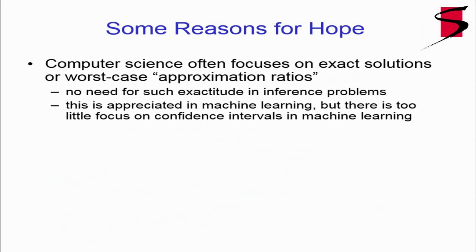Okay, so is there hope? Well, first of all, computer science has focused too much on exact solutions or what are called approximation ratios. Those are worst case quantities. And you don't need such exactitude in inference problems. You sort of need 1 over square root of n.